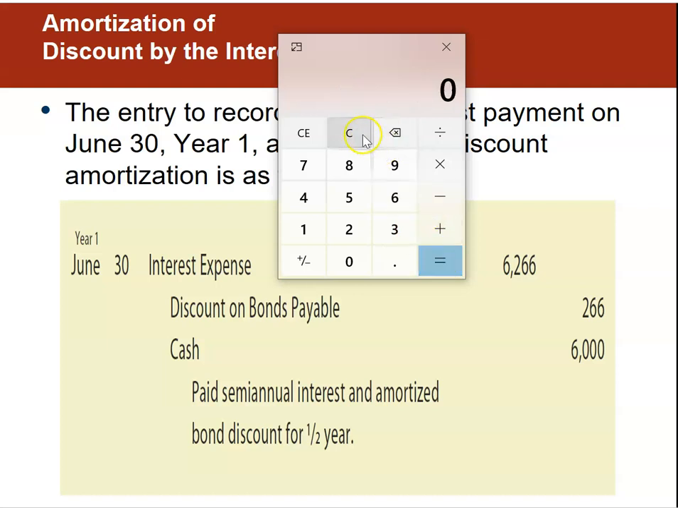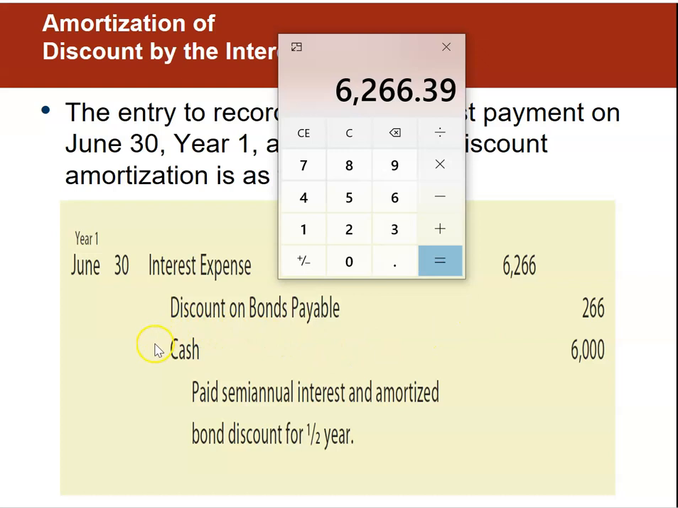And maybe not. Let's see here. What was it? I think it was 96,406 times 0.065. Yeah, 6,266. There it goes. I just couldn't remember what the amount was. So our interest expense journal entry, our debit, is going to be a debit for $6,266.